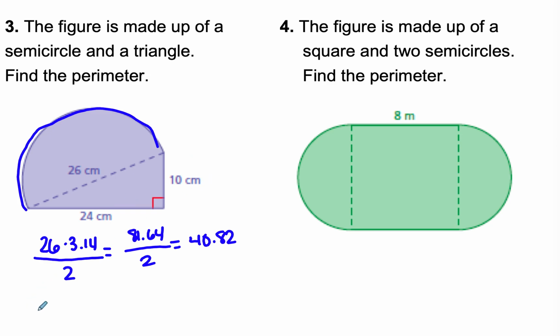Then I need to add my other values to it. So I have 40 and 82 hundredths plus 10 plus 24. All right, so once I add those things together, then I get 74 and 82 hundredths, and that's going to be centimeters.